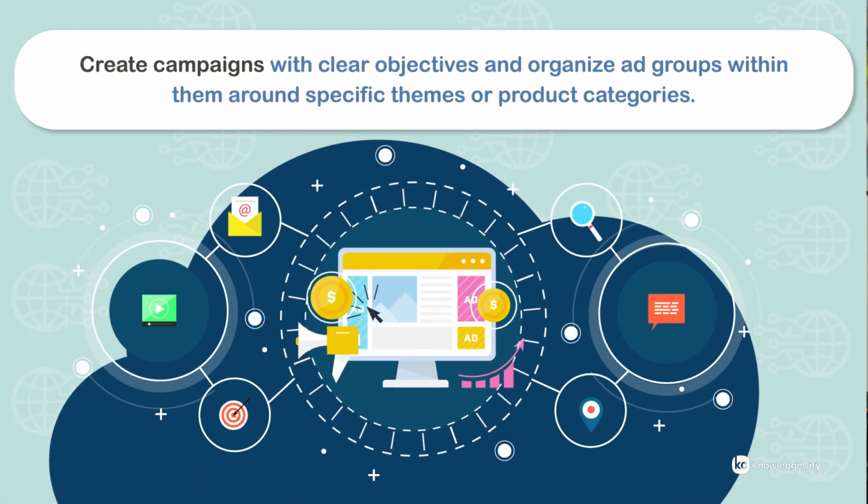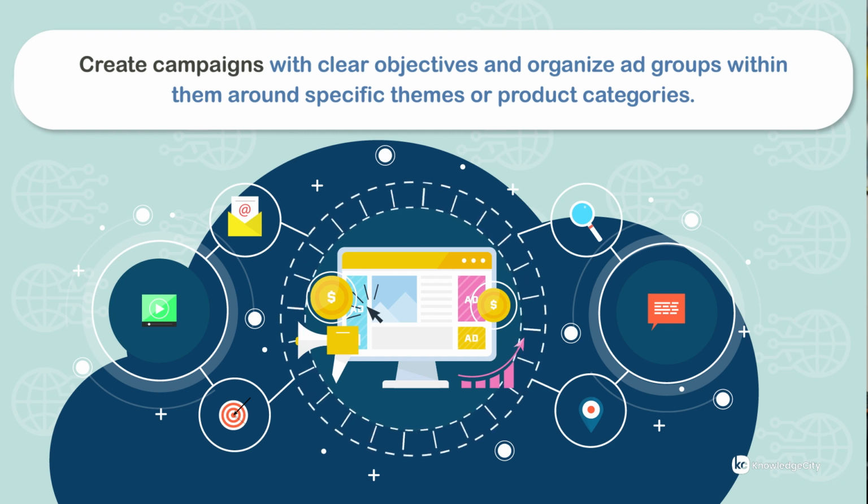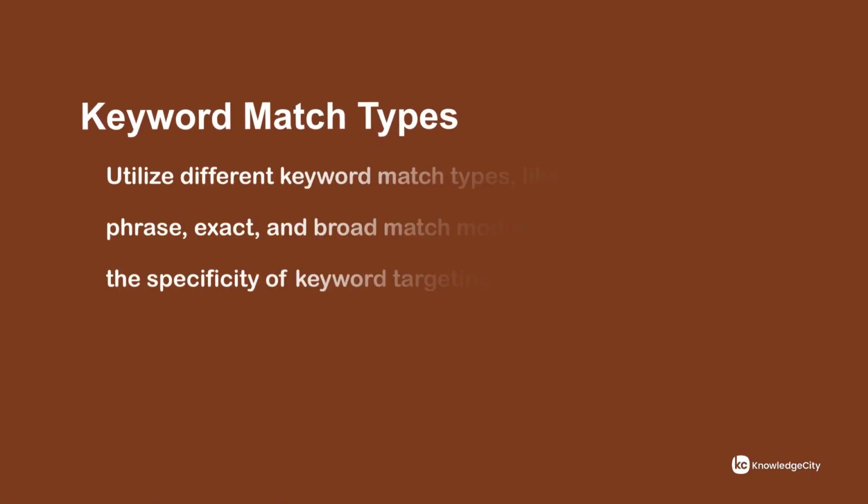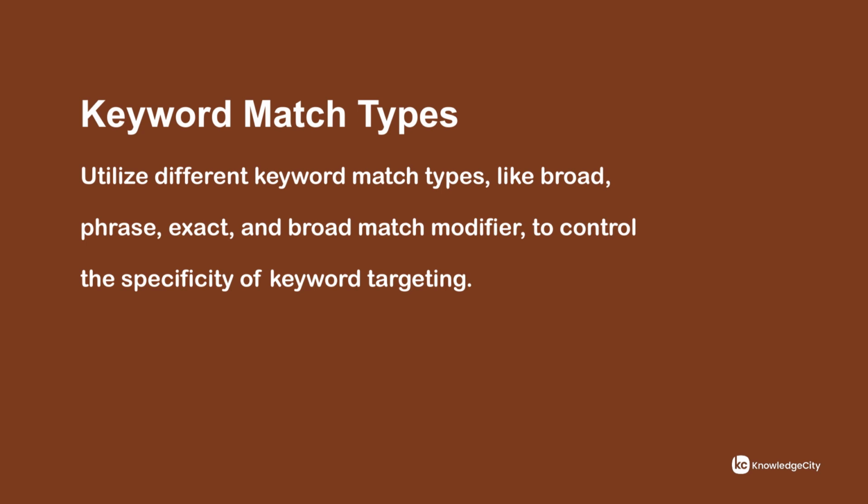Effective keyword targeting for marketing campaigns and ad development is crucial for achieving your advertising goals. Here's how you can target ads and campaigns with your keywords. Create campaigns with clear objectives and organize ad groups within them around specific themes or product categories. The structure of your campaign is important. Utilize different keyword match types like broad, phrase, exact, and broad match modifier to control the specificity of keyword targeting.